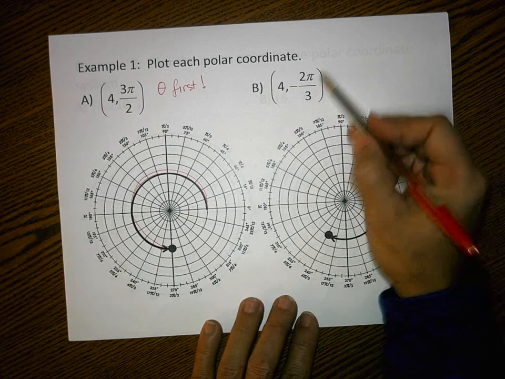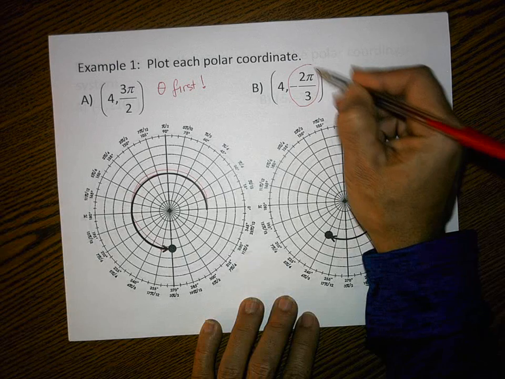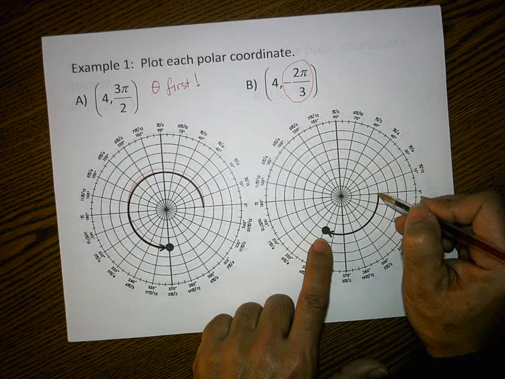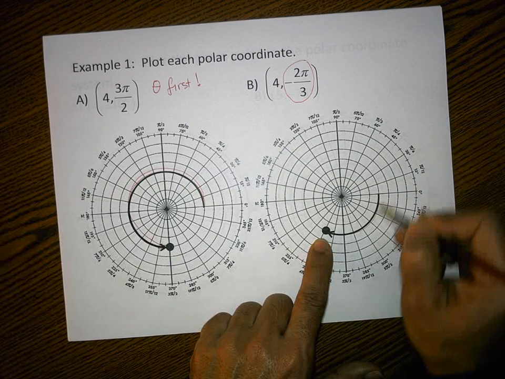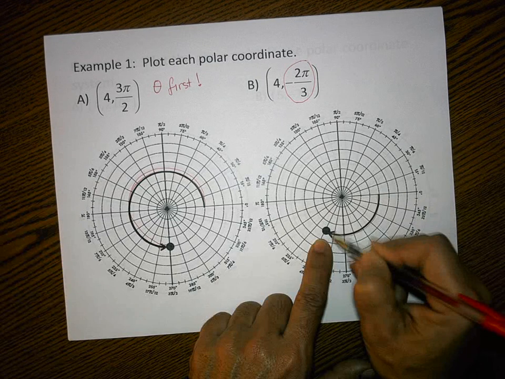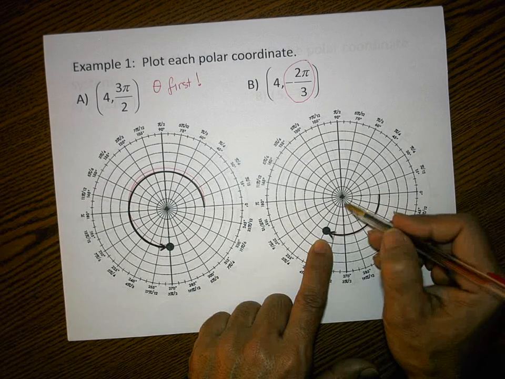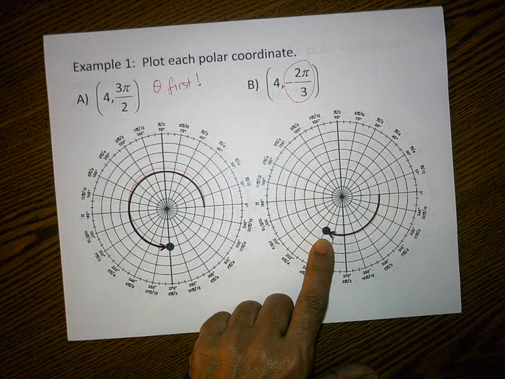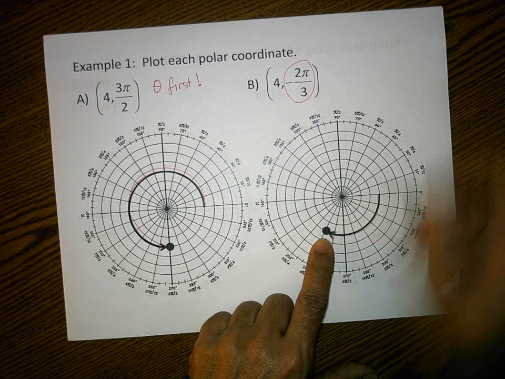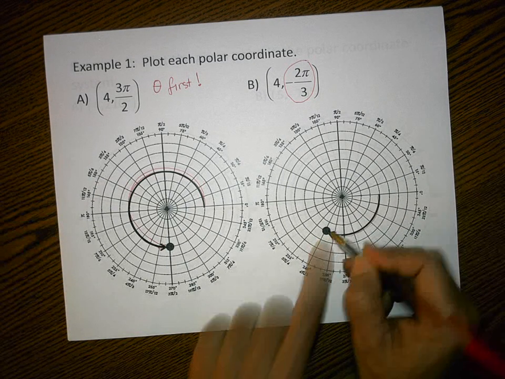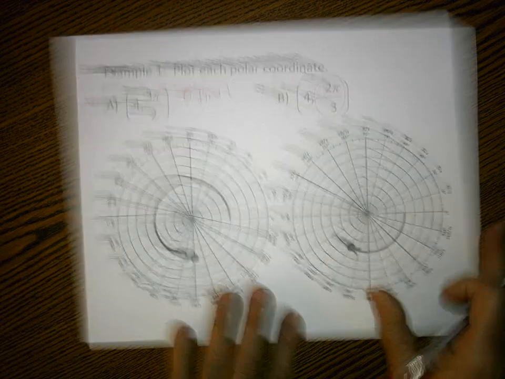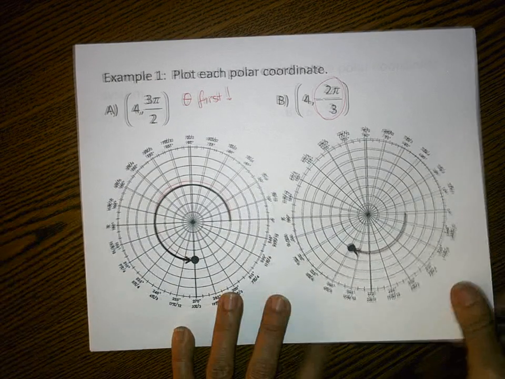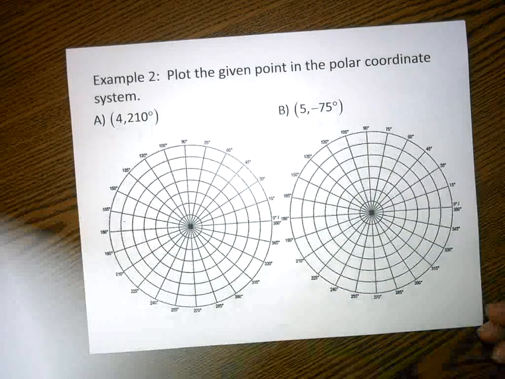How about if I give you a negative theta? That's okay. We're going to go negative 2 pi over 3. You've got to show that you went negative 2 pi over 3, the direction of the angle, and then you count the radius of 4. 1, 2, 3, 4, and there's your point. So it's pretty much go to the angle, count the radius, and that's your point. Okay, that's how you do polar coordinates. Let's do a couple more from the beginning. So here we go.